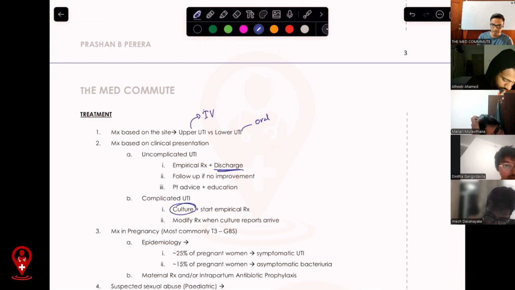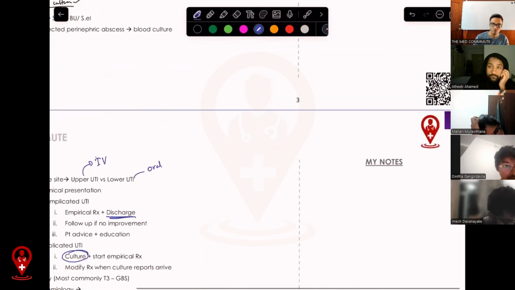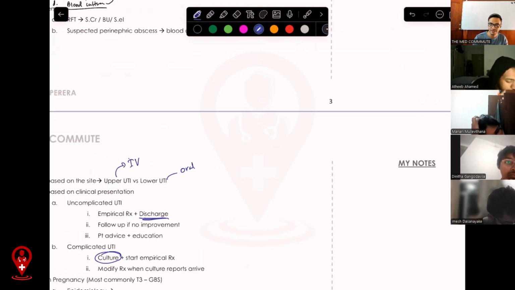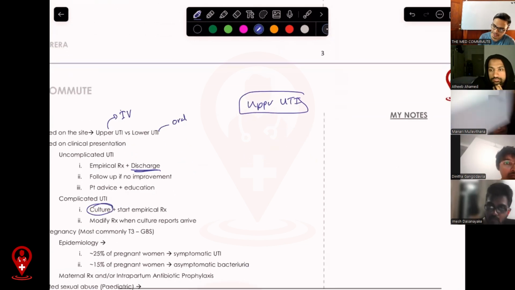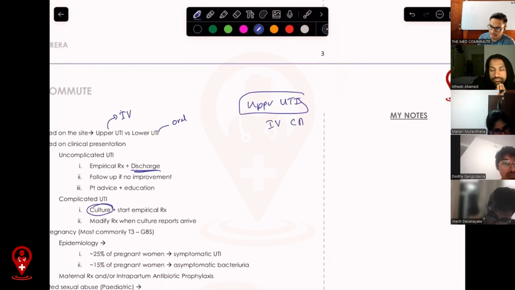Let's go a little bit more specific. What do we mean by this? What are these treatments based on site? Let's start with upper UTI. If we are suspecting a patient of having upper UTI, we are going to go with IV medications. IV, write this down, CAG-Q. What is this CAG-Q? Just for you all to remember.